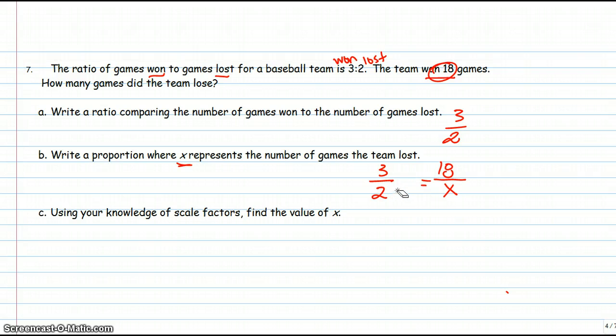All right, using your knowledge of scale factors, find the value of x. Well, 3 times 6 is 18. 2 times 6 then gives us 12. So they must have lost 12 games.